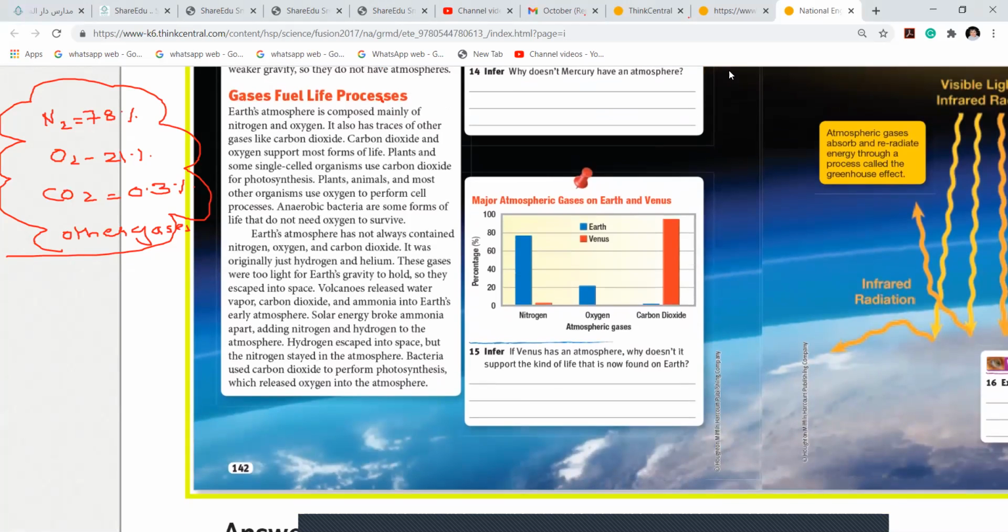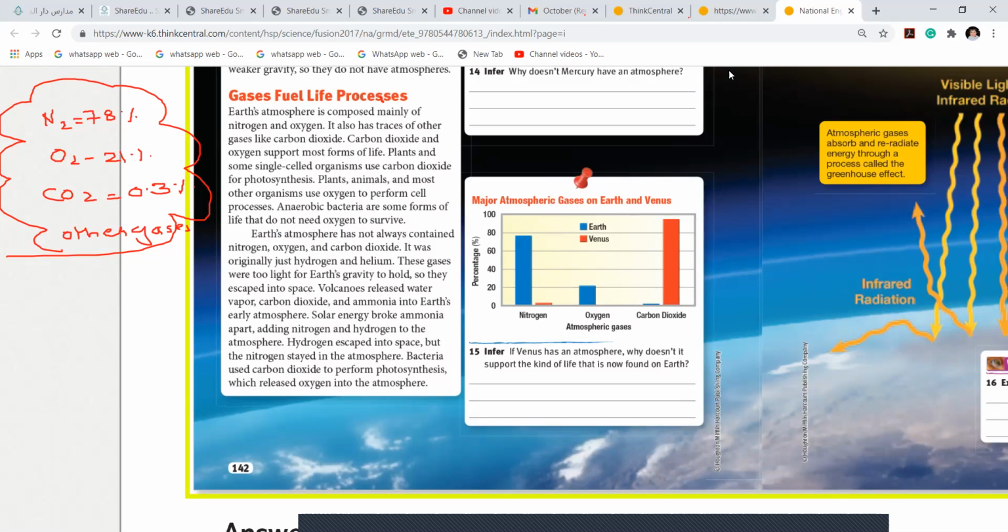Earth's atmosphere is composed mainly of nitrogen and oxygen. Nitrogen, how much did I tell you? 78%. Oxygen is 21%. Carbon dioxide is very less, only 0.3%. Nitrogen and oxygen support most forms of life. Plants and some single-celled organisms use carbon dioxide for photosynthesis. Everyone knows that. Plants take in carbon dioxide. They use oxygen also to perform cell processes.